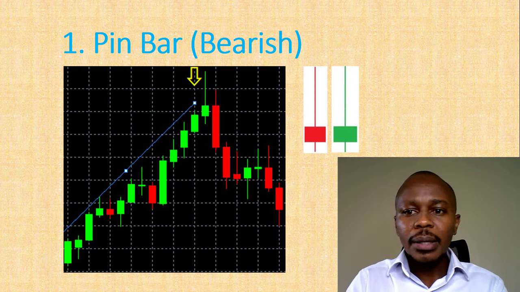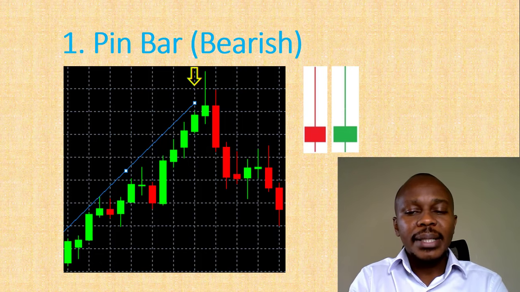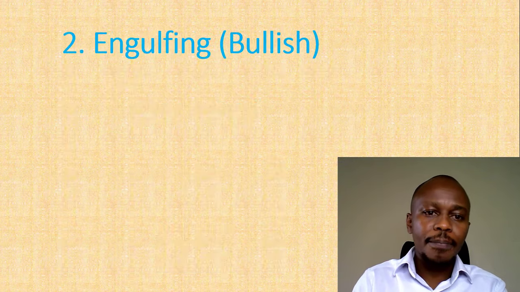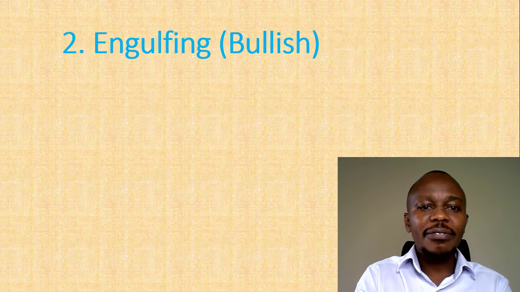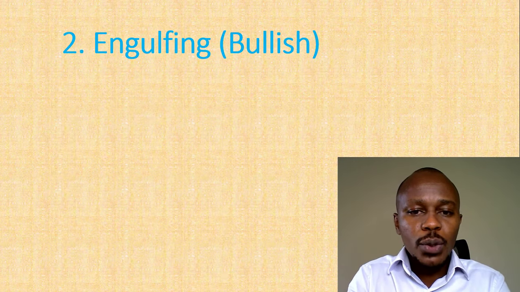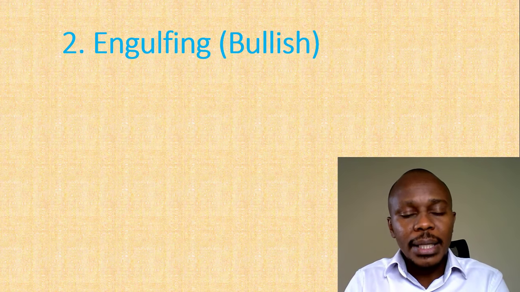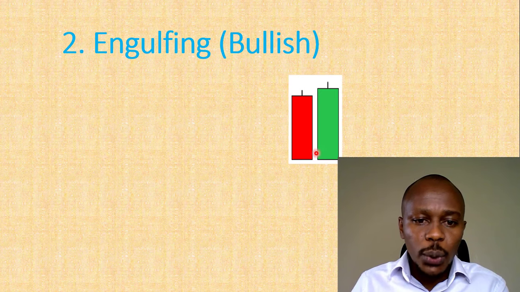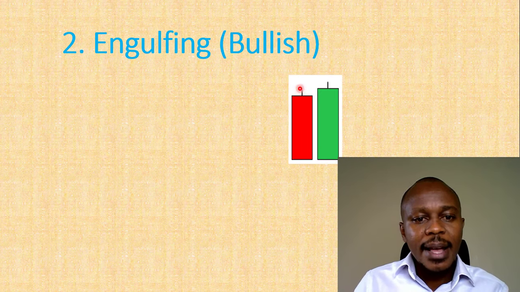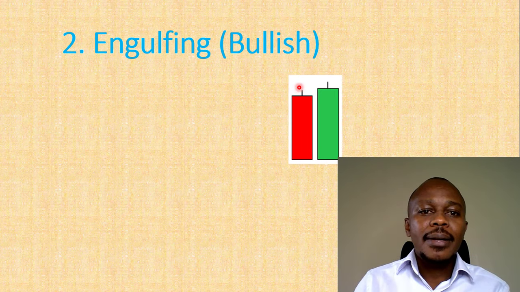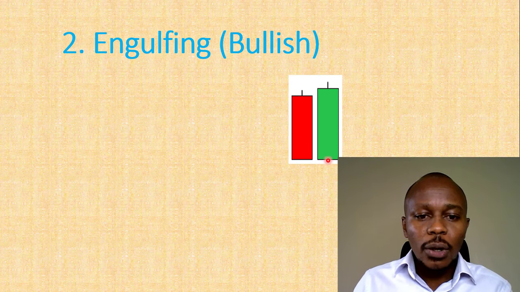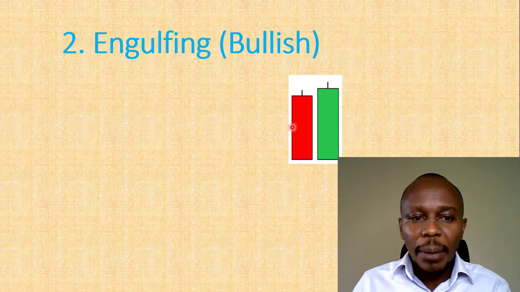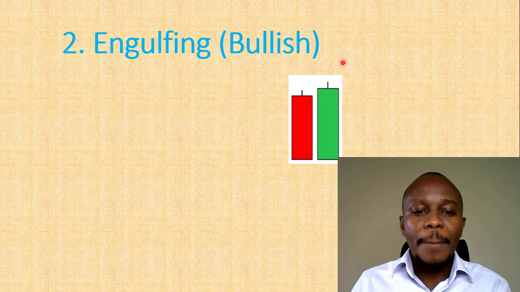Having looked at the pin bar, we need to look at the second pattern, which is an engulfer. We have the bullish engulfing pattern. This forms when the second candle body covers the body of the previous candle. So you can see here, the first case, the sellers had the push, but all of a sudden the buyers push the price back up, forming an engulfing pattern.